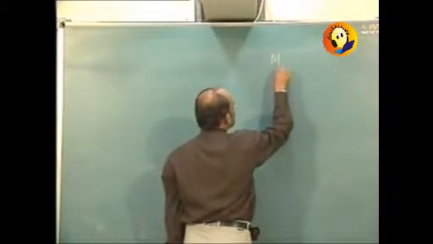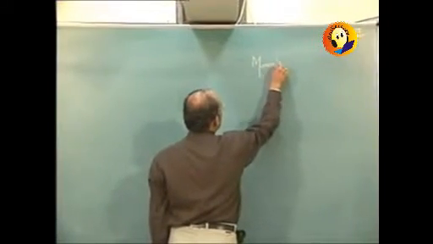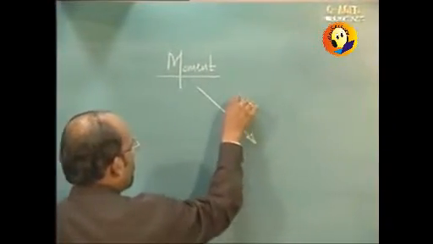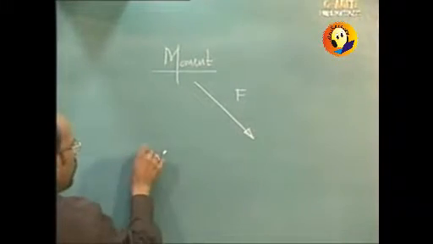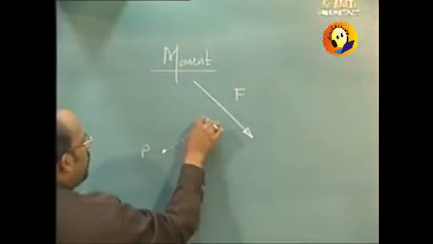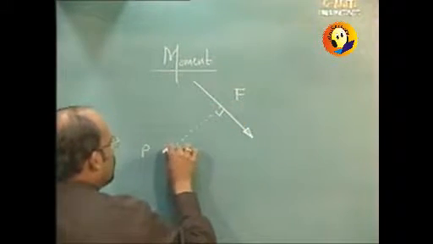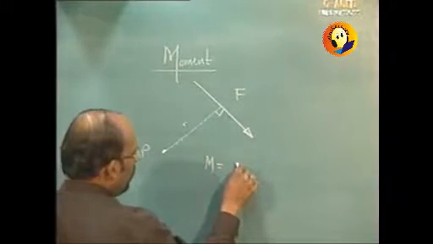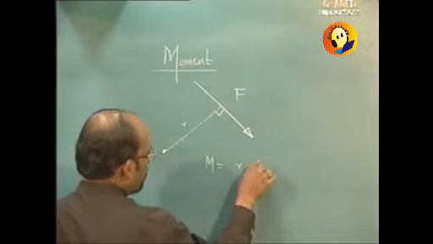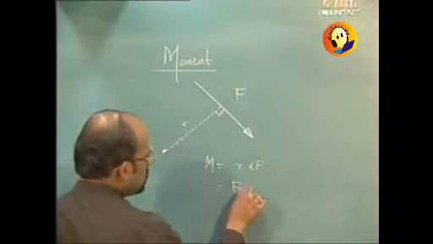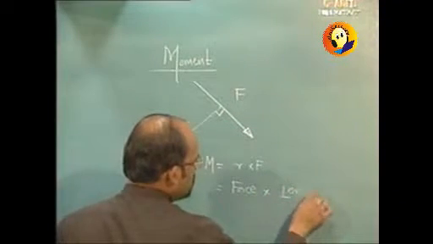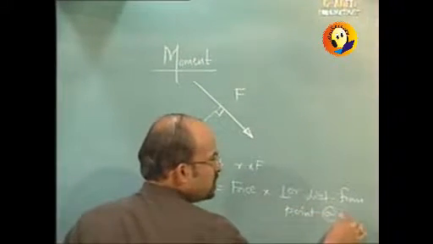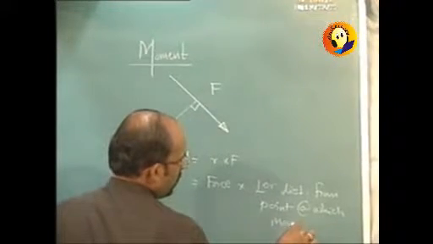Now moment is also a vector quantity, and if you have some force F, and if you want to find out its moment about some point P, then you are required to simply drop perpendicular onto that force, say R, and the moment, its value will be R into F. It is rather force into perpendicular distance from point about which moment is to be taken.